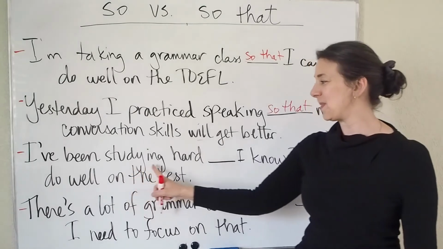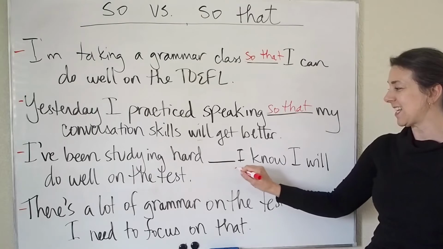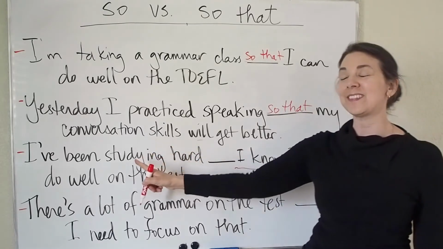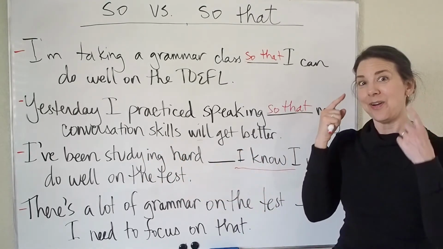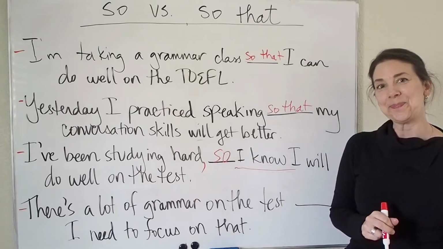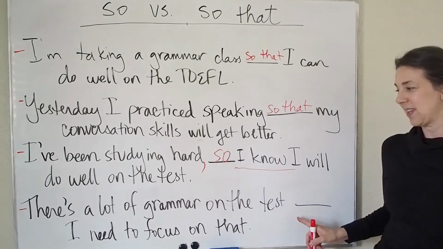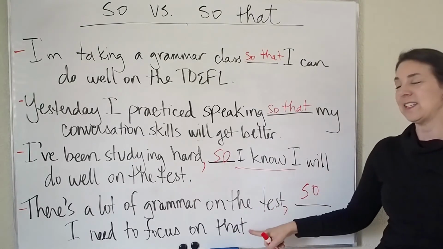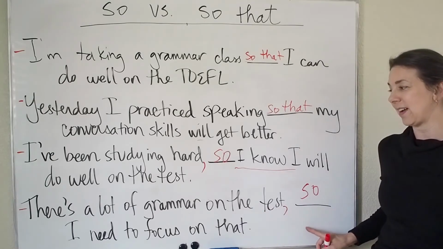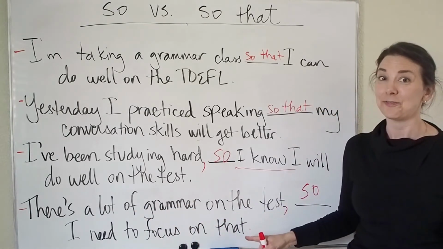Next one, I've been studying hard. I know I will do well on the test. This is an effect. This is the result. I've been studying hard, therefore I know I will do well. So we're going to put a comma and so. Finally, there's a lot of grammar on the test, so I need to focus on that. Again, this is showing the effect. What's the result of this? The result is I need to focus on that.